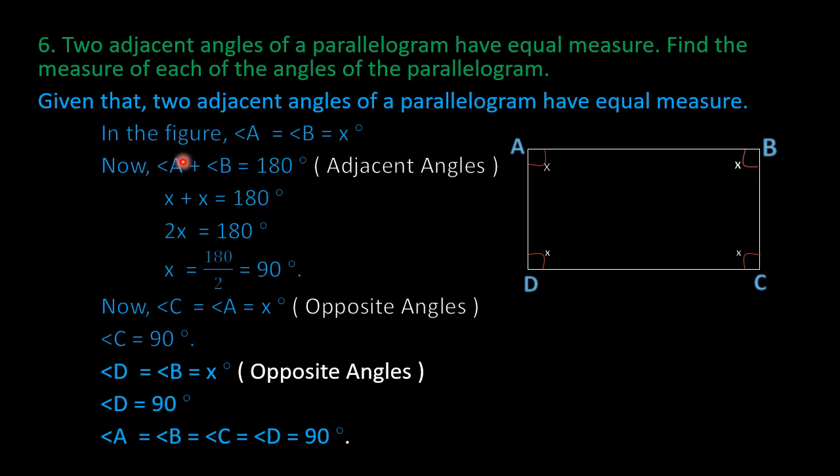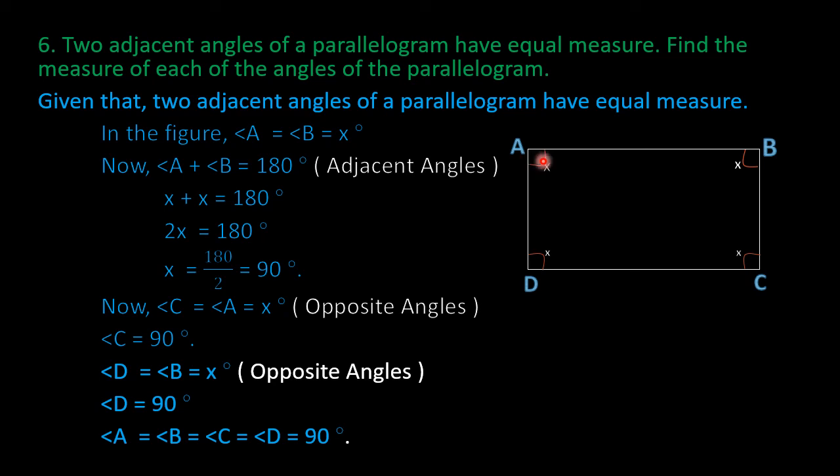Okay. So we can write, as given, that two adjacent angles of a parallelogram have equal measure and in the figure angle A is equal to angle B is equal to x degrees. Now angle A plus angle B is equal to 180 degrees because they are the adjacent angles. And angle A is equal to x degrees and angle B is also equal to x degrees. So x plus x equal to 180 degrees. 2x equal to 180 degrees. Therefore x equal to 180 degrees divided by 2 is equal to 90 degrees. And children, now you know we got A is equal to 90 degrees and B is also 90 degrees.